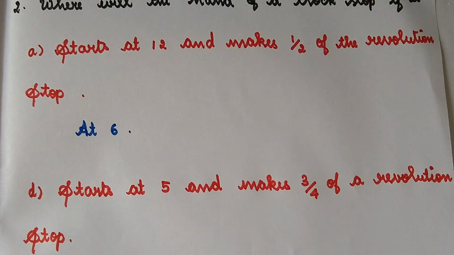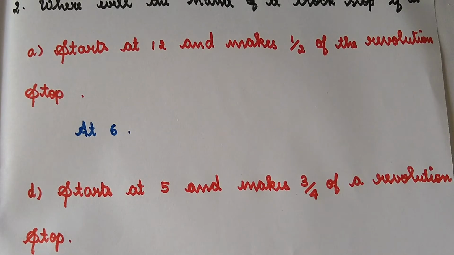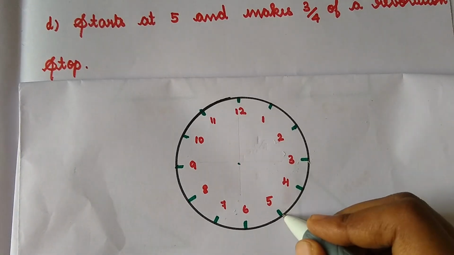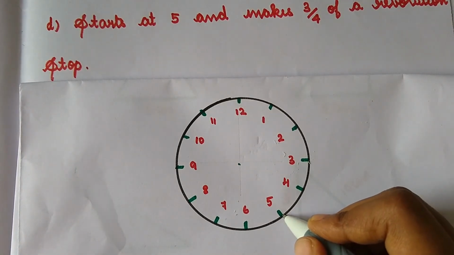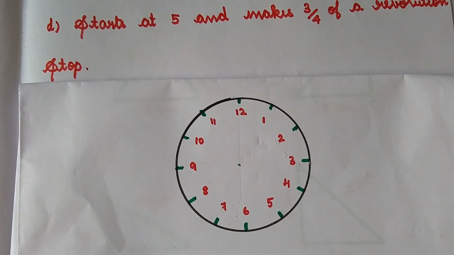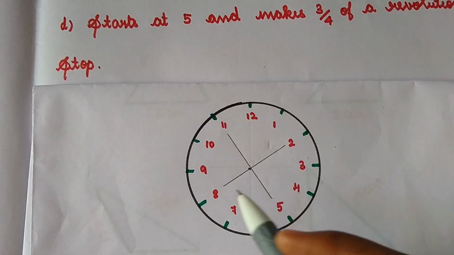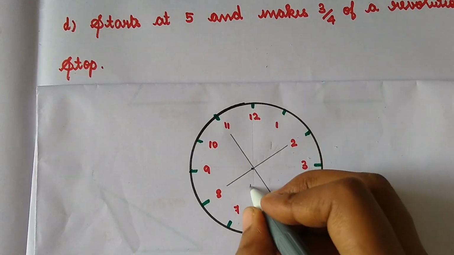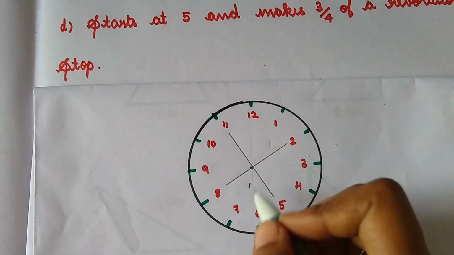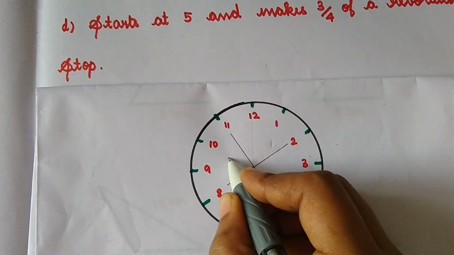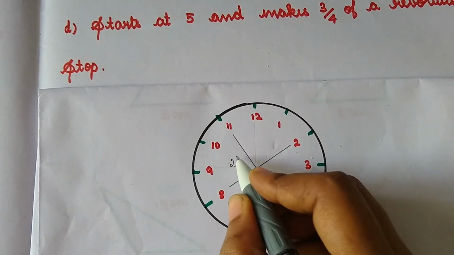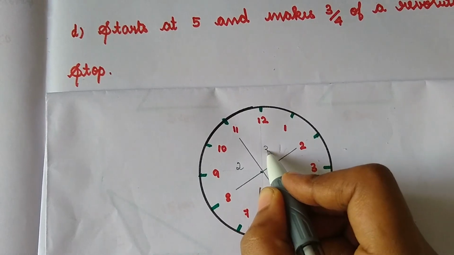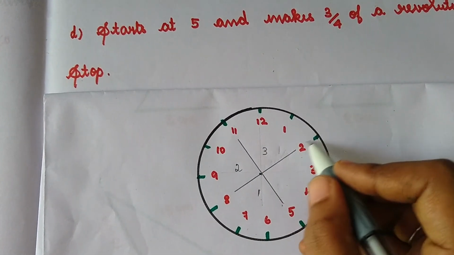So the clock starts at 5. So here 5 is here. So we can make 4 right angles. These are the 4 right angles. It starts from 5. So we can make 3/4 of revolution. This is 1/4. This is one more right angle, that is half of the revolution. Next third, that is 3/4 of revolution. We can stop.